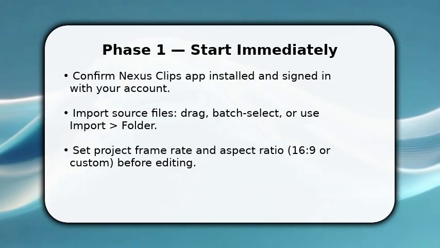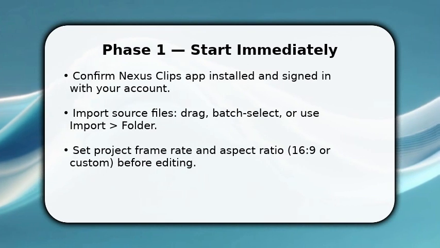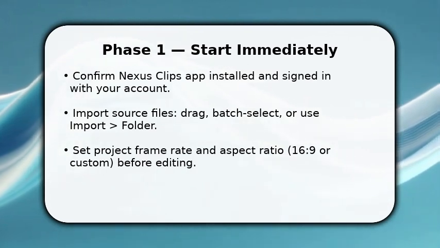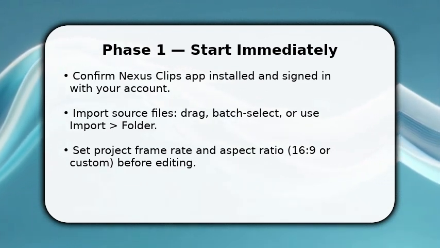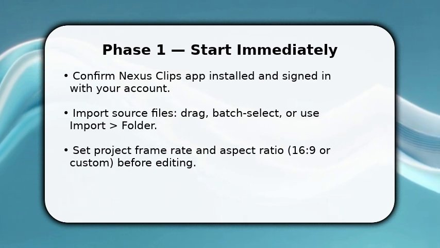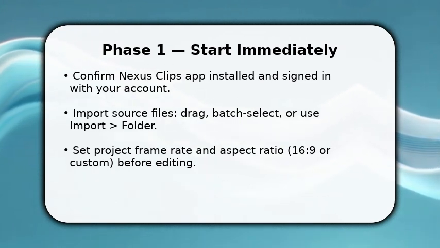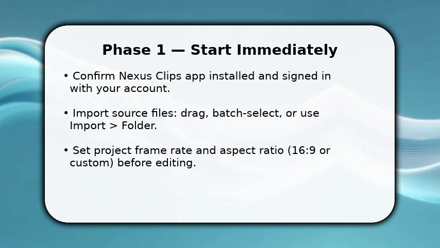You start by preparing what matters most, your files and project settings. Open Nexus Clips, sign in, then import footage. Drag folders or select multiple files to save time. Next, set the frame rate and aspect ratio. This prevents re-rendering later and keeps motion smooth.